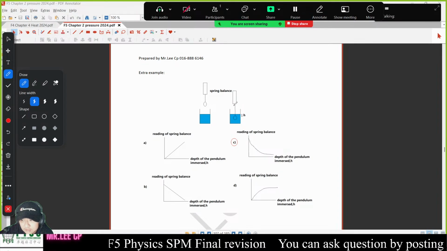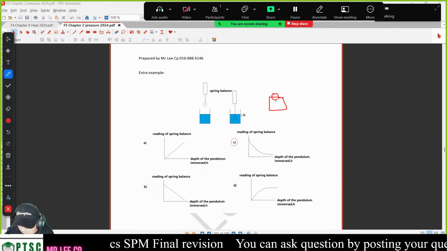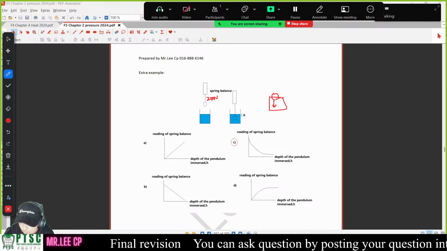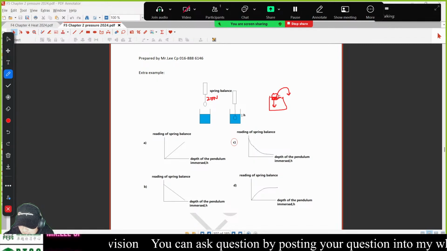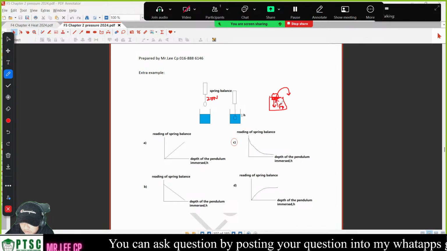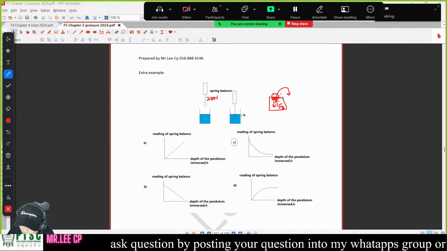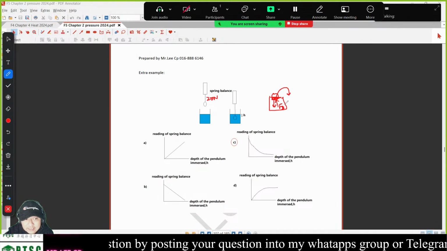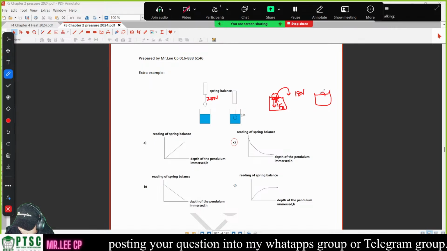But once you start to go in, let's say this is a weight of 20 Newton. Now you lower it down, so that is the weight of the water displaced. Some water is displaced, which means there is a buoyant force supporting it. So this reading will be less than 20, maybe become 18.